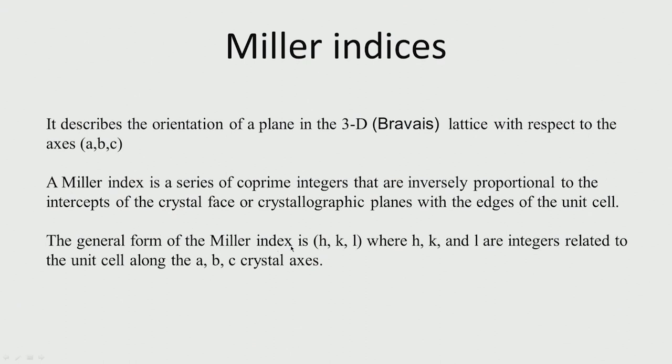The general form of the Miller index is H, K, L, where H, K and L are integers related to the unit cells along the A, B, C crystal axes. We will know where they cut with each other. We will spend more time on this, so you do not have to worry, it may appear very confusing. We will spend some time on it.